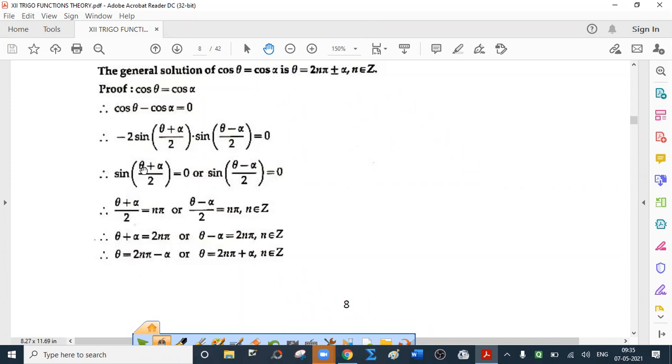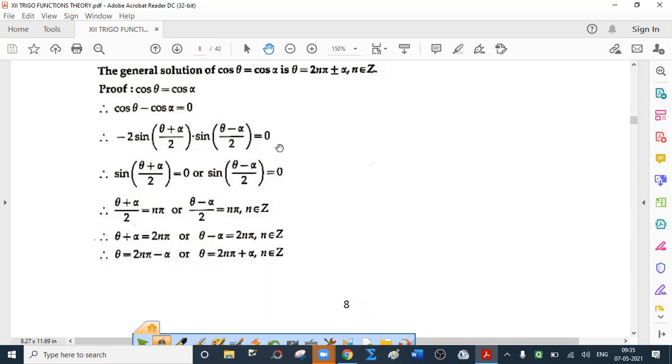So either sine of (theta plus alpha) by 2 is 0 or sine of (theta minus alpha) by 2 is 0. But what is the general solution for sine of any angle equal to 0? That angle equal to n pi. So (theta plus alpha) by 2 is n pi or (theta minus alpha) by 2 is n pi. That is theta plus alpha equal to 2n pi, theta minus alpha equal to 2n pi. That is theta equal to 2n pi minus alpha or theta equal to 2n pi plus alpha.